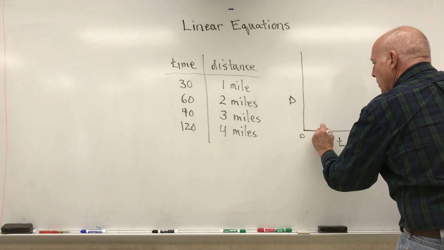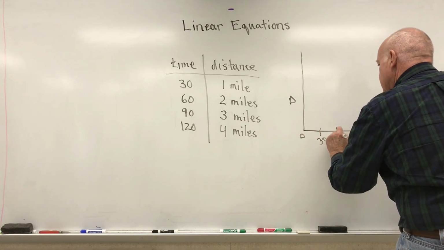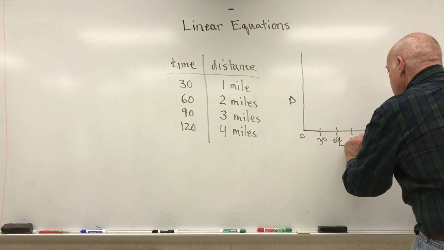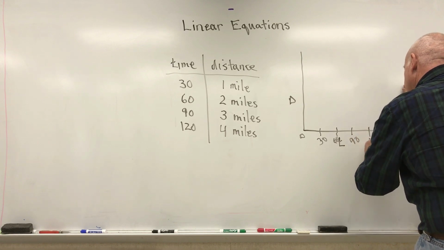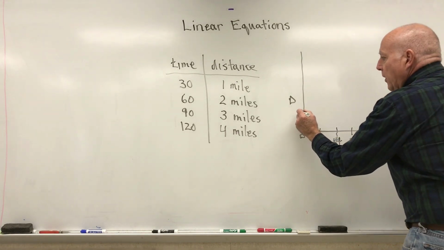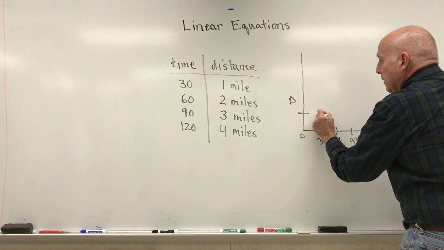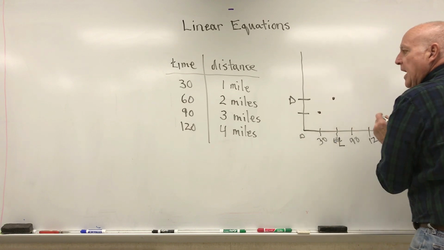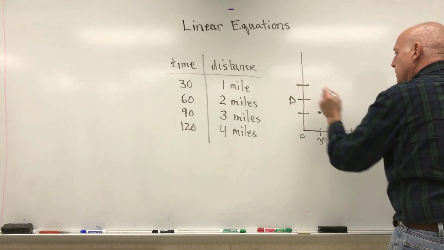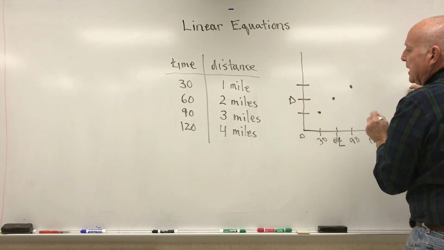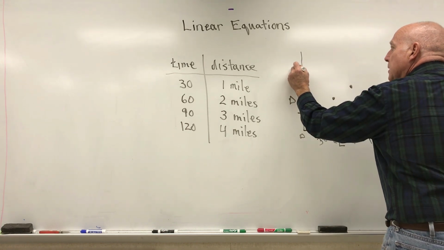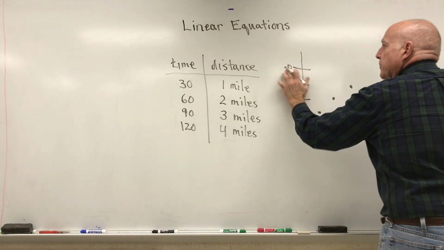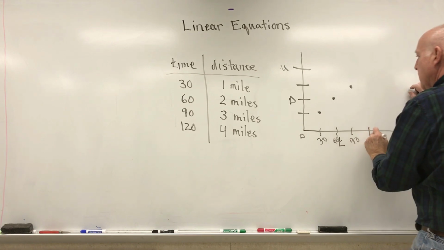And we're starting at 0, we go out to 30 minutes, then 60 minutes, then 90 minutes, and finally 120 minutes. And at the end of the first 30 minutes, they've gone 1 mile. At the end of the second 30 minutes, they've gone 2 miles. At the end of the third 30-minute period, they've gone 3 miles. And at the end of the fourth 30-minute period, that's 4 miles at 120 minutes.